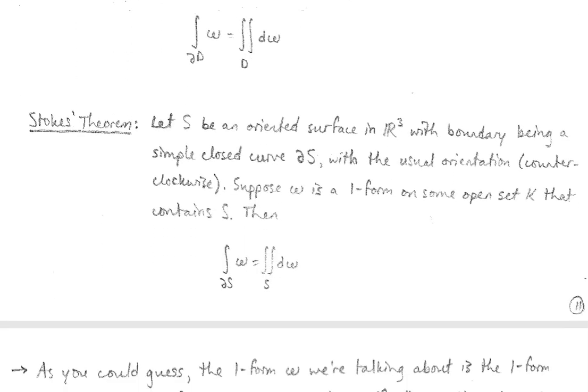Let's move on to Stokes' theorem now. For Stokes' theorem, we have an oriented surface S in R3. It has a boundary curve partial S, which is a simple closed curve, and we work with the usual counterclockwise orientation. Suppose omega is a one form on some open set K that contains S. Then we see, rewritten in terms of differential forms, the integral over partial S of omega is equal to the double integral over S of d omega. So again, the integral of a differential form over the boundary is equal to the double integral of the derivative of that differential form over the interior of that region, over what's inside of that boundary curve.